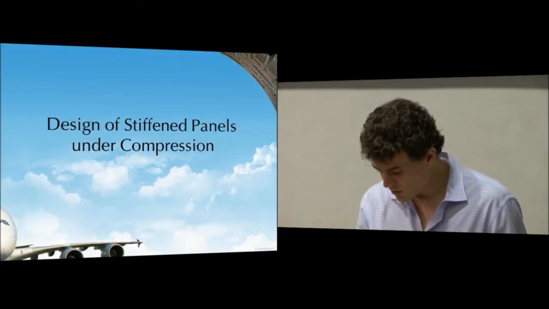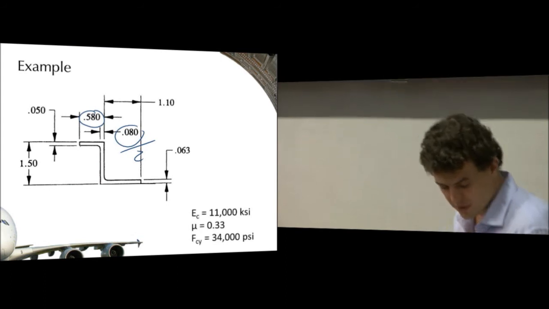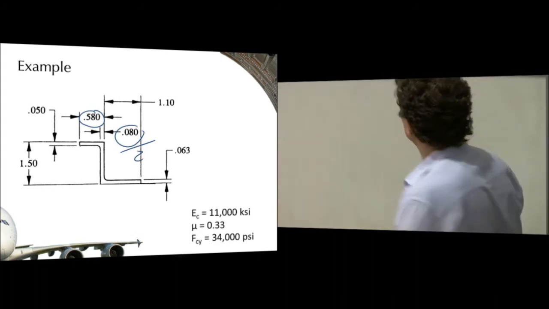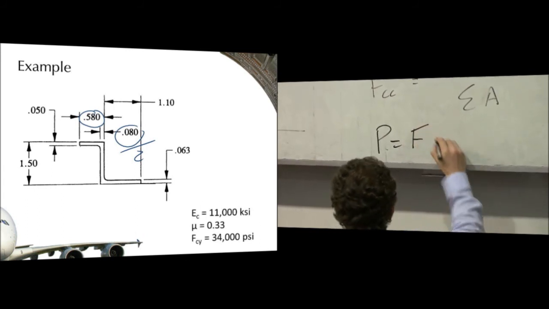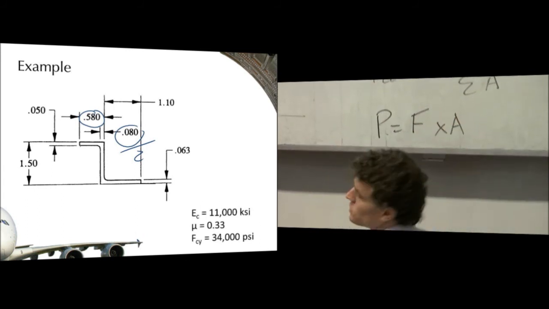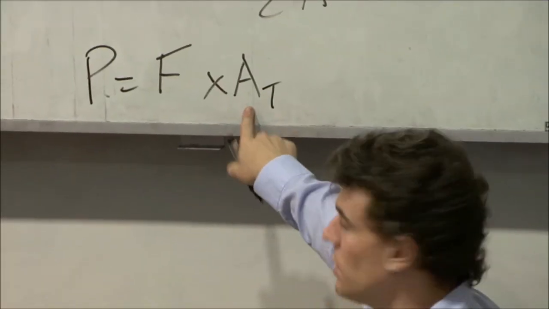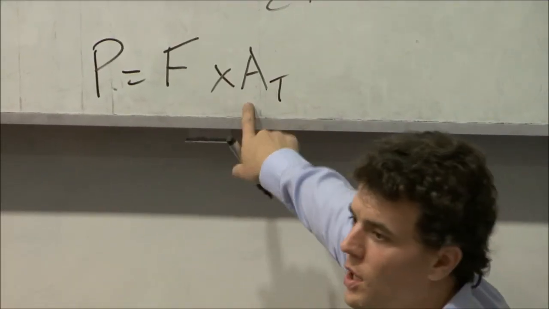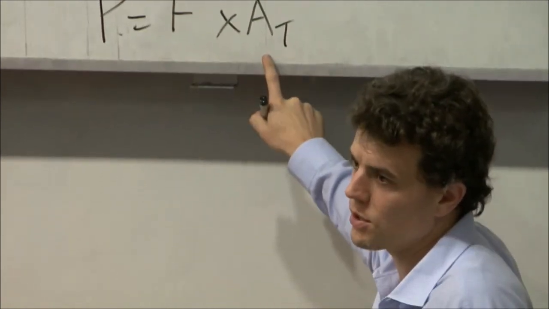So how do we use the crippling stress? Well, I discussed that earlier. To get to the compressive load, it's the compressive stress times the total area, where the total area is the stiffener area plus the effective area of the skin that comes along for the ride, so WET.